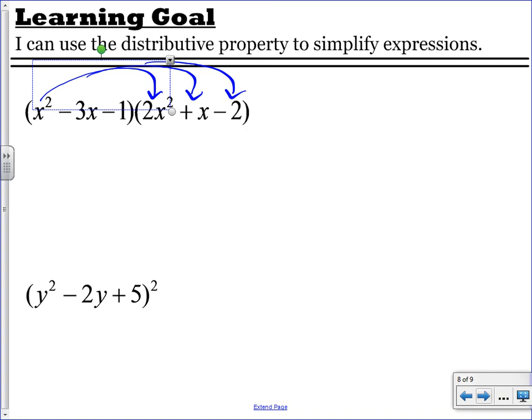So when I multiply this, I have x squared times 2x squared. What would I write for that? X squared times 2x squared. Ben, can you help me out?